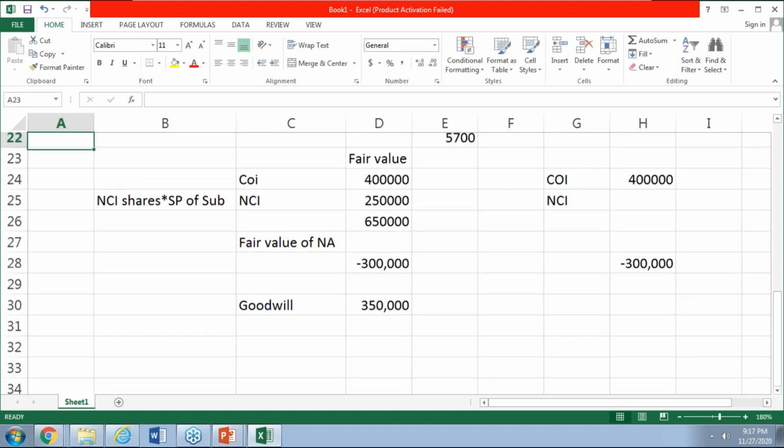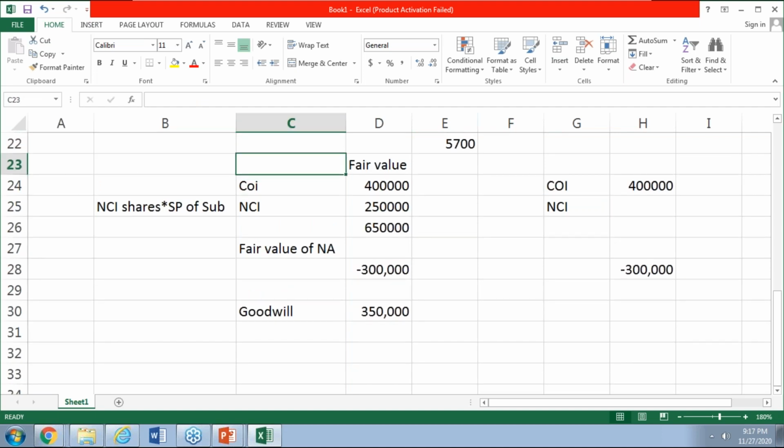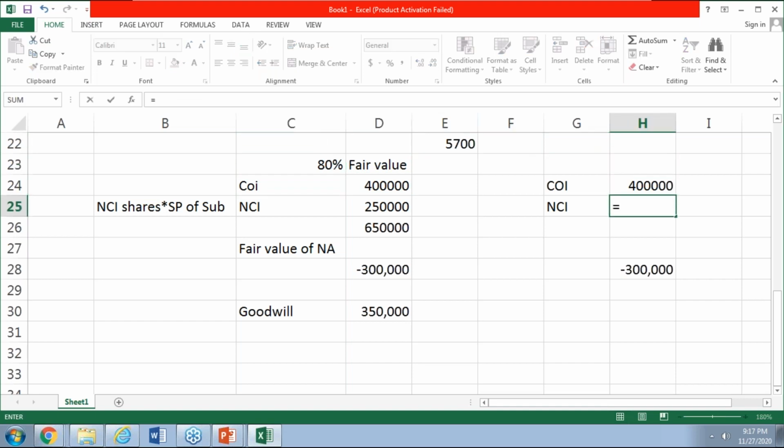Suppose in this situation, the parent company has acquired 80% shares of the subsidiary company. So 20% will be the value of the NCI. So we have to take the fair value of net assets that we have calculated times 20%. This is called the proportionate share of NCI. So these are the two formats through which we calculate the goodwill. Now the goodwill in this situation will be 4 lakh 60.